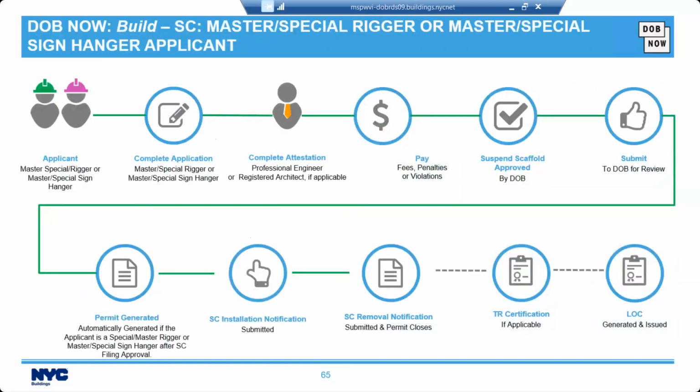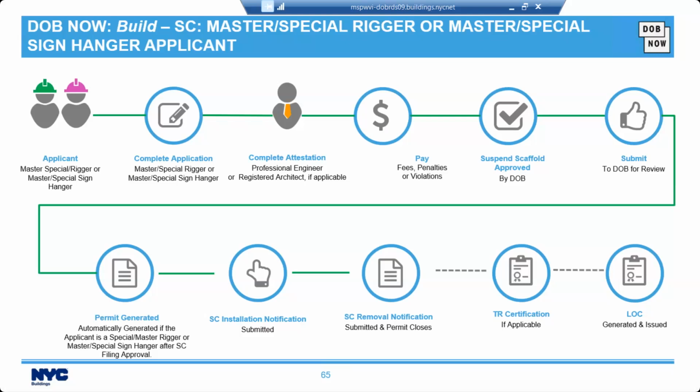Now, over here, we can see the workflow for the master special rigger or master special sign hanger applicant. We start off with our applicant, which is once again the master special rigger or master special sign hanger. They will complete the application. They will complete the attestation, which will be done by a professional engineer or a registered architect, if applicable. Pay any fees, penalties, or violations. The suspended scaffold is approved by the DOB. They'll submit to the DOB for review.